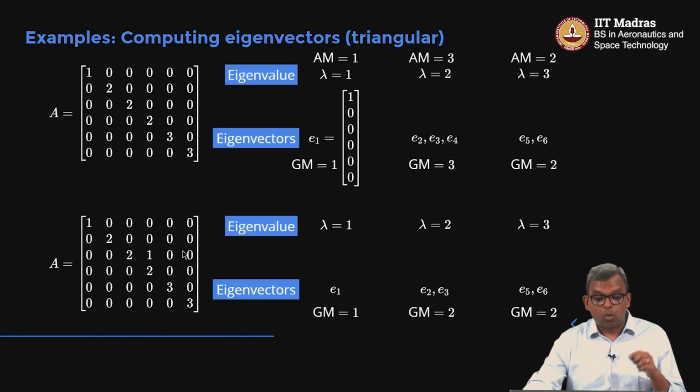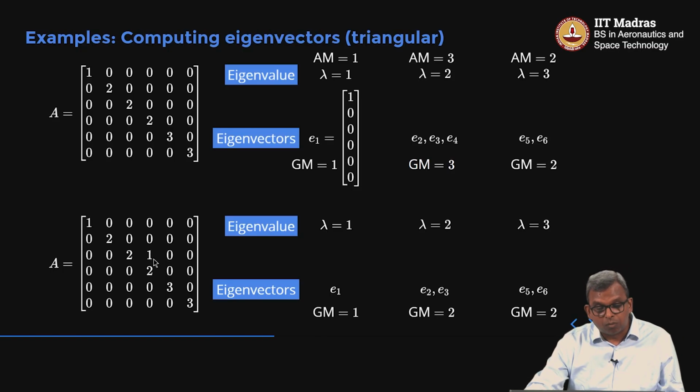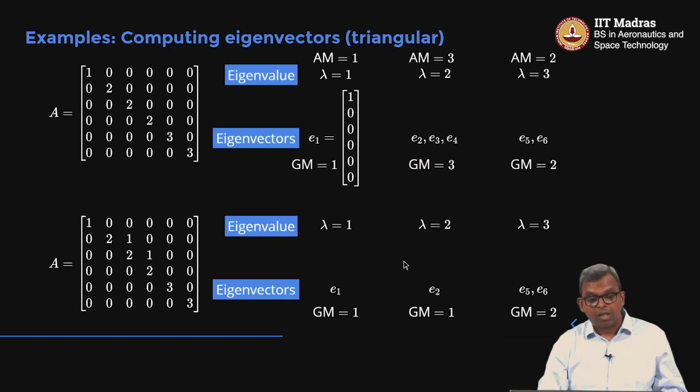Okay. Now notice what I am doing, I put a 1 here. I put a 1 above this third 2 here. Notice what happens, lambda equals 1 nothing happens, lambda equals 3 nothing happens, but lambda equals 2 suddenly you lost the E4, E4 is gone, you will get only E2, E3, geometric multiplicity goes down. Now I add one more, geometric multiplicity for 2 goes down further, it becomes only 1.